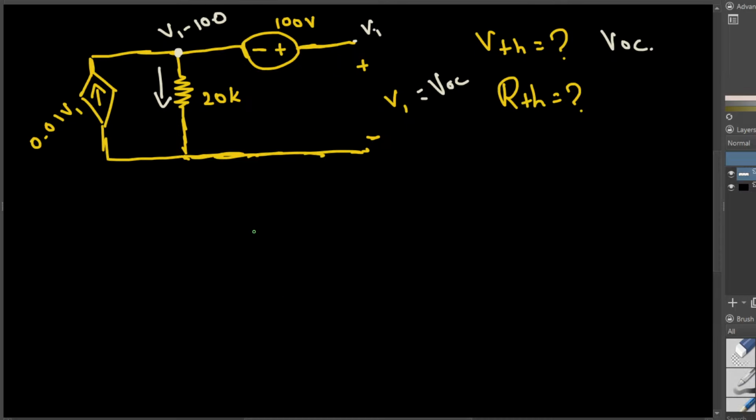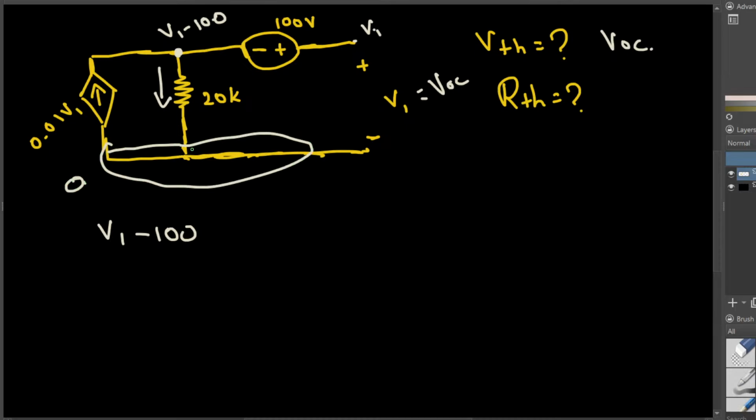From this we can write an equation in terms of Ohm's law. Ohm's law says that voltage is equal to current times the resistance. The voltage is V1 minus 100, with the current flowing in this direction, and the reference voltage is 0. So V1 minus 100 minus 0 is equal to I times R. I is 0.01 V1, the voltage dependent current source. So the current is this, times R, that is 20K.